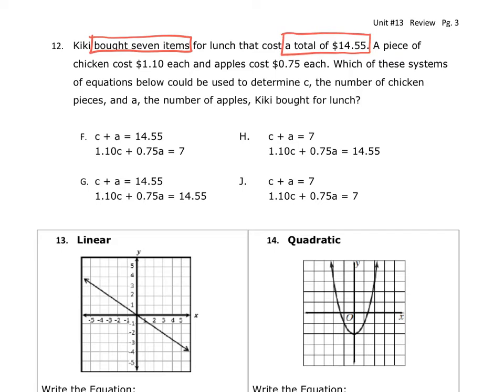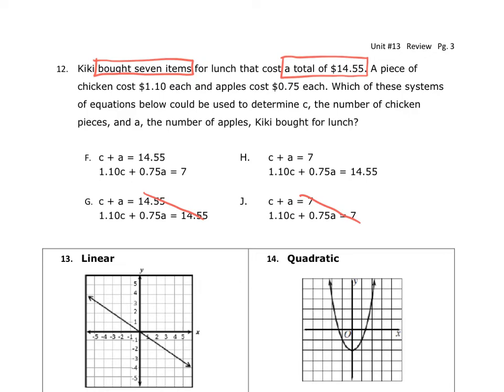Okay, so that means G's out because it's only got $14.55. J's out because it's only got 7. So now I'm down to just F and H. So if I'm looking at how many items I have, well, I have 2 different items. I have chicken and I have the apples. So the chicken and apples are going to equal 7. So bye-bye F. And that one I want there for it. Now the other thing is, if you had seen that before, that's also the same thing that happens on J. The problem with J is that you want the money amounts. So when you want the money amounts, you want the money amounts attached to each of those pieces. So H ends up being our answer.